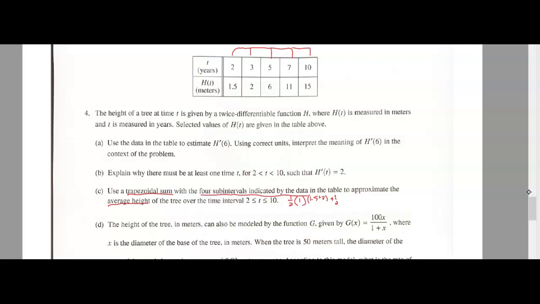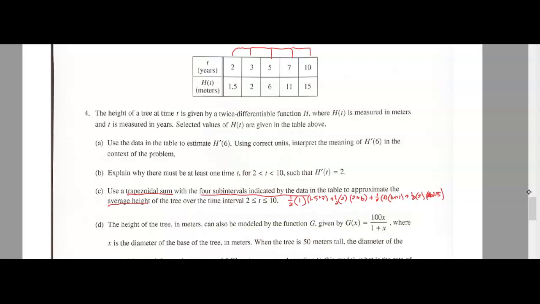Second one, you're going to have 1/2. Your change in time is your height. That's going to be a 2. And we're using the values of 2 and 6. The third one is 1/2. Change in time is 2 for the height, and now we are adding 6 and 11. Our height for the fourth one is 3. Those bases are 11 and 15.